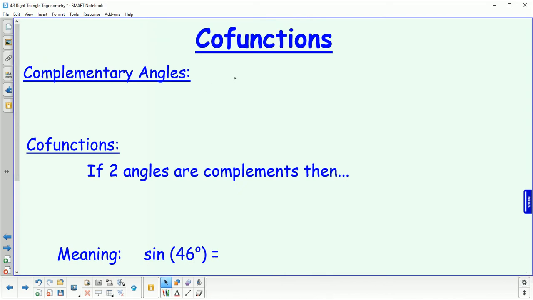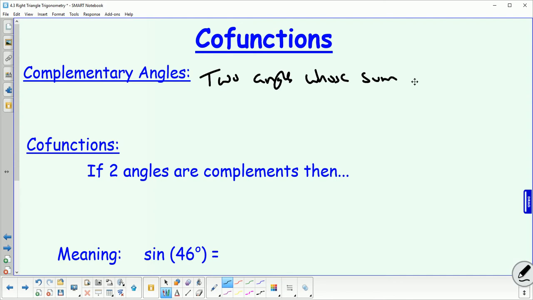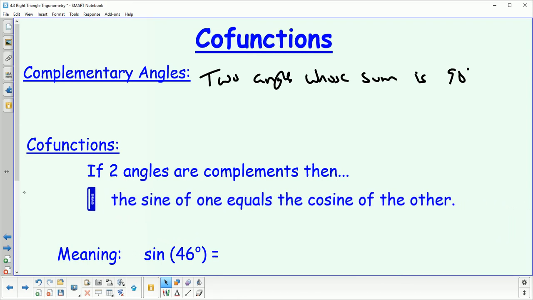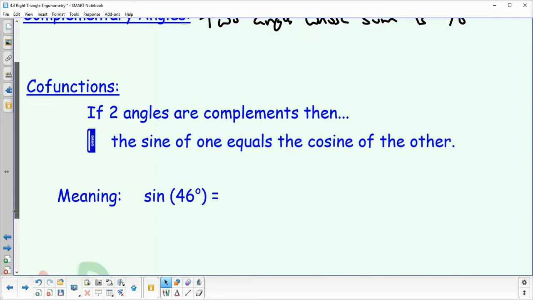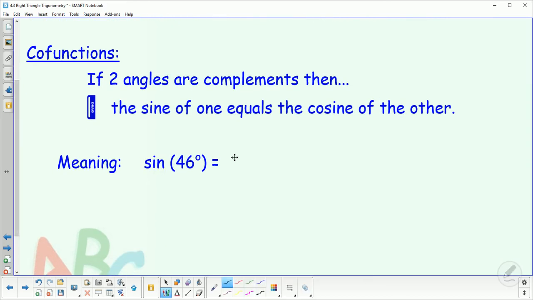Complementary angles then, what it means to be complementary angles is two angles whose sum is 90 degrees. So we've talked about complementary, you've talked about supplementary in the past too. For this, we only need complementary angles because we're talking about cofunctions. So cofunctions means that if two angles are complements, then the cofunctions are going to be equal of those two individual complements. The sine of one equals the cosine of the other. So for example, the sine of 46 is going to be equal to the cosine of the complement of 46, which is 44 degrees. And that's because sine and cosine are cofunctions.